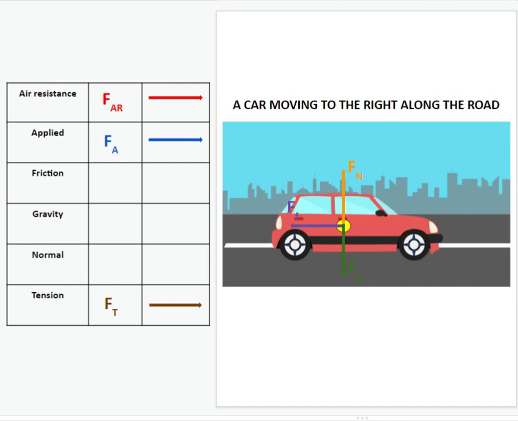Keep in mind, we can also just draw the forces starting from a basic center of mass. So for this object, this is how the free body diagram would look without the picture.